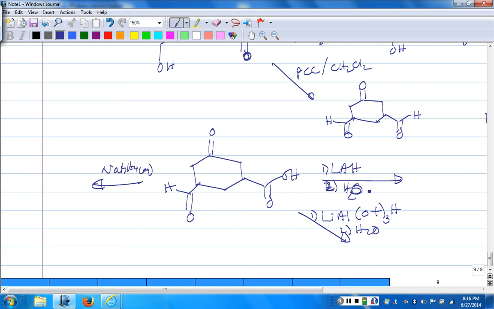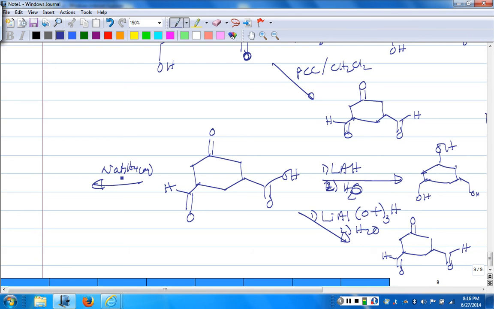Well, LAH is the big gun. It reduces everybody who's reducible down to the alcohol. So what I would get would be OH, OH, OH. I'd get the triol. The tris-t-butoxyhydride acts on carboxylic acids and not on ketones or aldehydes. So it will reduce the carboxylic acid function to the aldehyde. It will not touch the original aldehyde or the ketone.